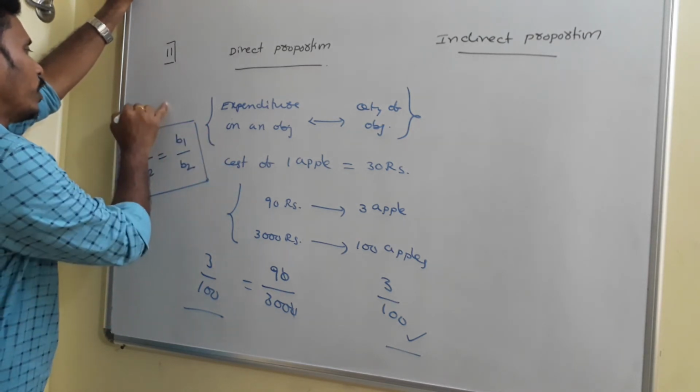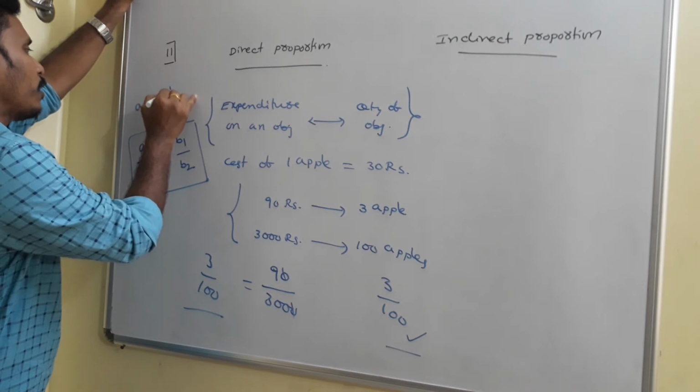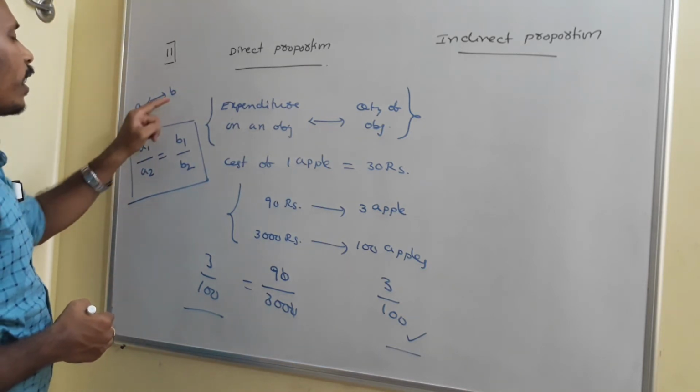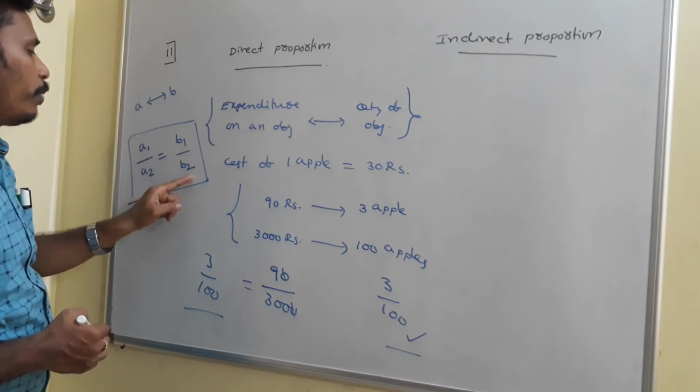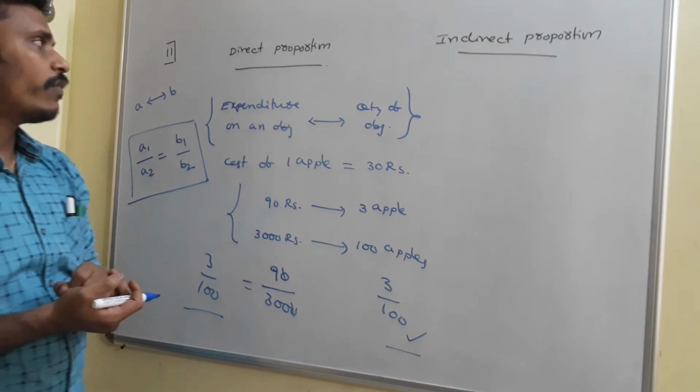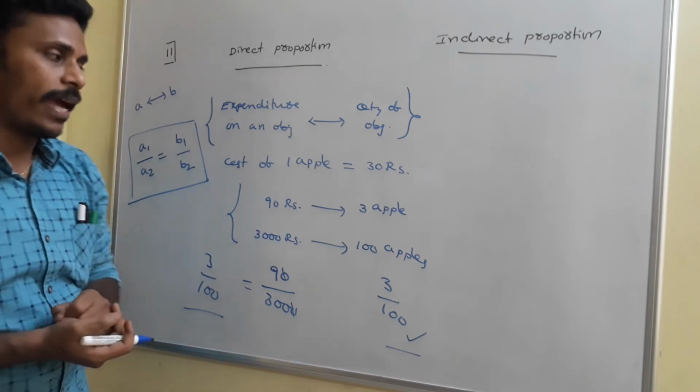What I am going to tell you is, if A is directly proportional to B, then for two different values A1 and A2 and corresponding values B1 and B2, those two ratios are equal, like A1 by A2 is equal to B1 by B2, and this is related to direct proportion.